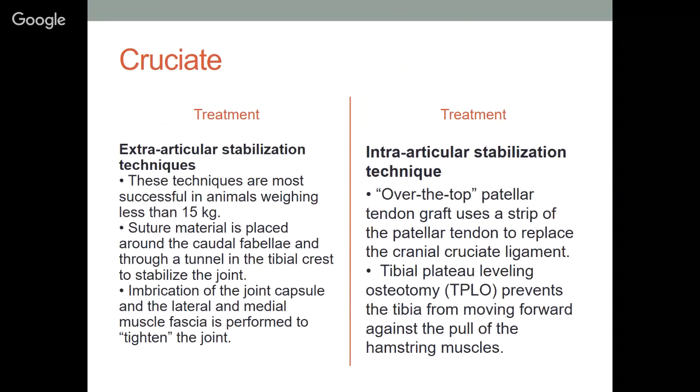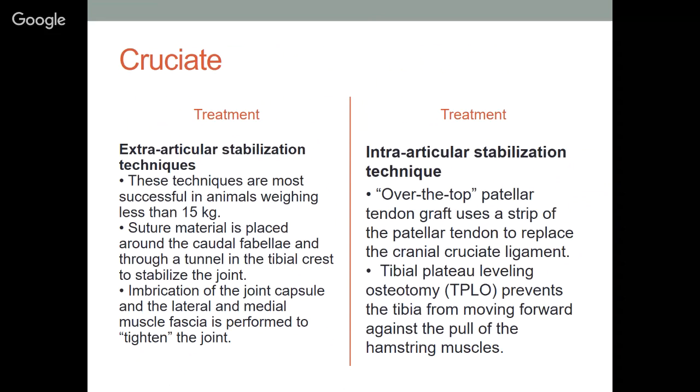Treatment. There are many different surgeries that we can do to stabilize the joint. There are extra-articular stabilization techniques and intra-articular, meaning we don't open the joint, we don't put anything in the joint for extra-articular. We put things in the joint for intra-articular.